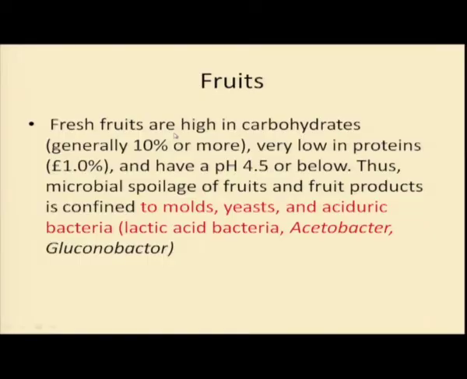Fruits. Fruits are high in carbohydrates, generally 10% or more, very low in proteins and have a pH of 4.5 or below. So, because of this condition, high carbohydrate, low protein and a pH of 4.5, the microbial spoilage of fruits and fruit products is confined to molds, yeasts and aciduric bacteria, meaning those bacteria which can tolerate the low pH here.